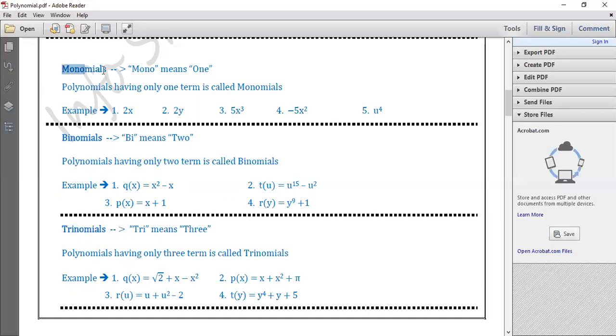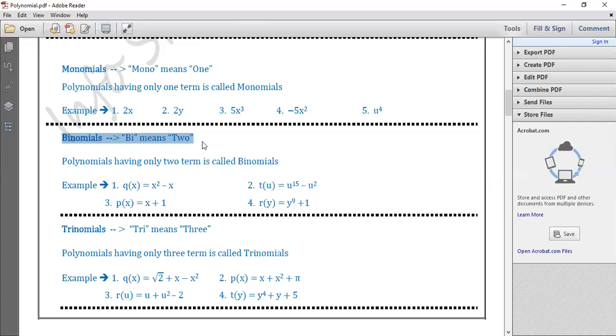So first coming to the part of monomial. Monomial means one. The polynomial having only one term is called the monomial. Here it is only one term. Examples I have given: 2x, 2y, 5x cube, minus 5x square, u power 4. So it is single, I mean only one term. The one which has only one term is called the monomial.